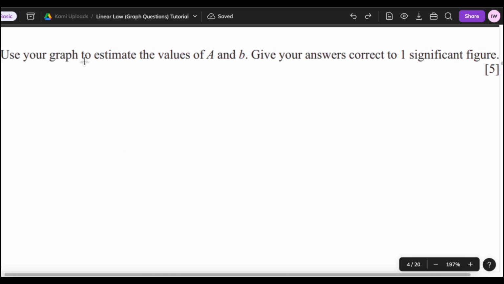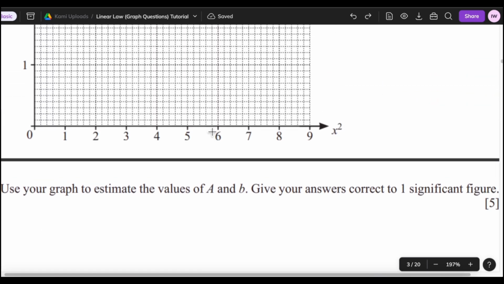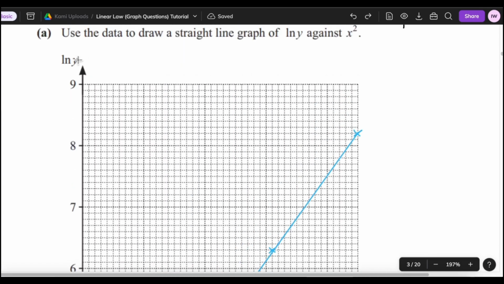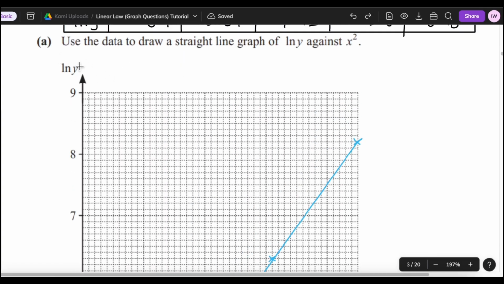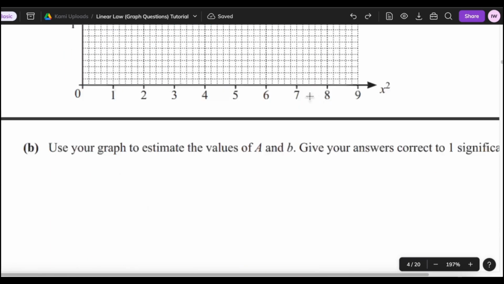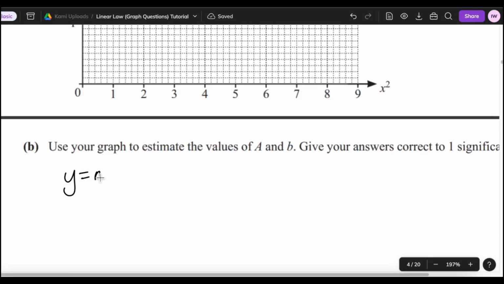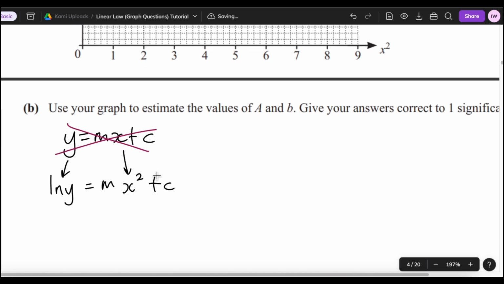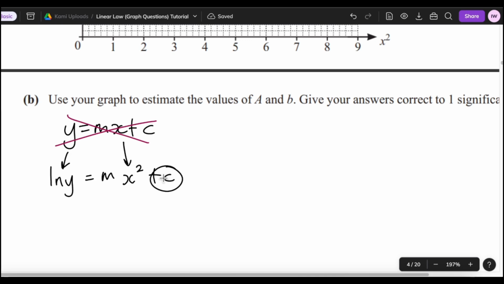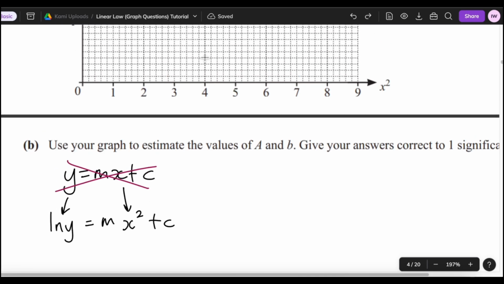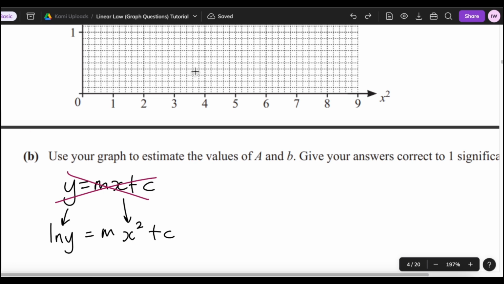Second question. Use your graph to estimate the values of a and b. Give your answers correct to one significant figure. So what we're going to do is find the equation of the straight line for this graph. Now, if this is a straight line graph with ln y plotted against x squared, instead of using y equals mx plus c, we are simply going to use ln y in place of y, and then x squared in place of x. So now when we find the value of m and the value of c, we're going to make sure that we use coordinates from this graph specifically. So no more using x and y values.